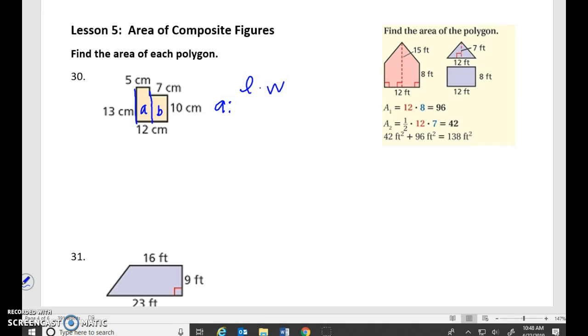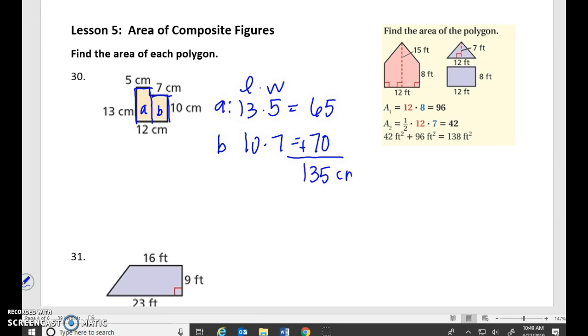The length is 13 times 5, which equals, use your calculator, 65. 13 times 5 is 65. Is that verified? Yes. Okay, and then the next one I have B. The length is 10 and the width is 7. So 10 times 7 is 70. Everyone knows that's the right answer. And I'm going to add those two together and get 135 centimeters squared.